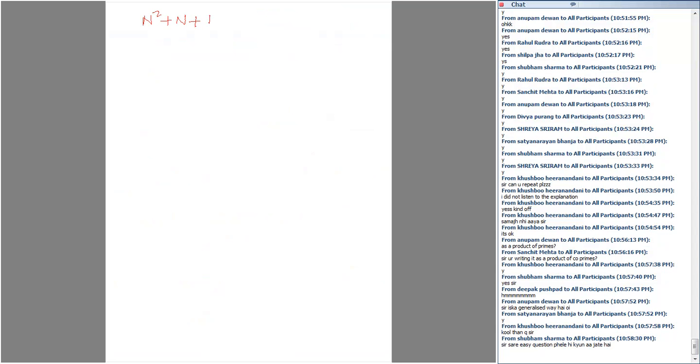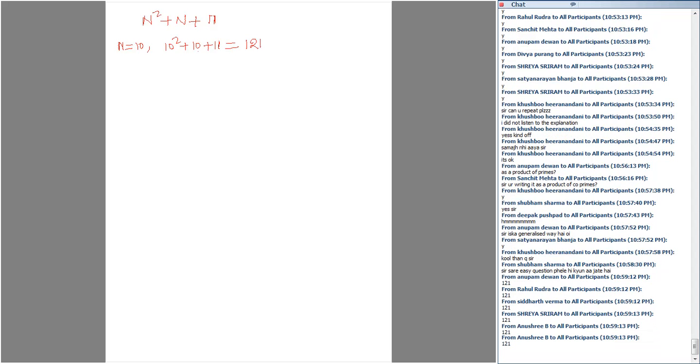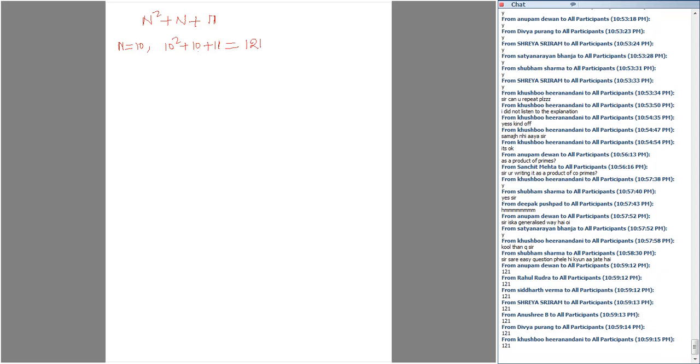ठीक है. Let's put n equal to 10. देखते हैं n equal to 10 पे क्या आता है. n equal to 10 पे आएगा 10 square plus 10 plus 11. What is this value? 10 square is 100. What is 10 square plus 10 plus 11? Can anyone tell me? 110 plus 11 is what? 121. ठीक है. 121. It's a composite number. ठीक है. It's not a prime.